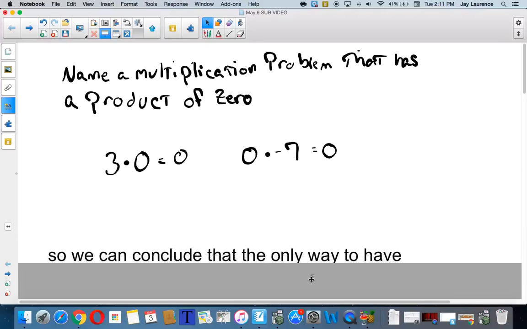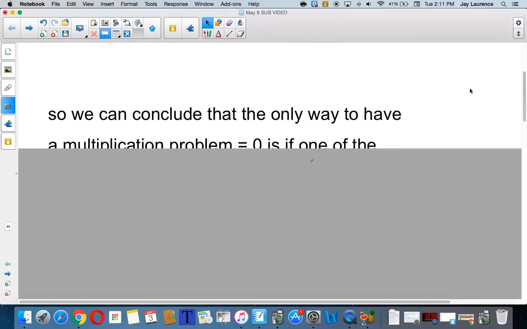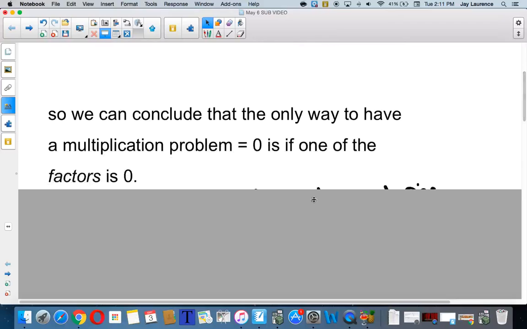This is very important. Make sure you pay attention. The only way to have a multiplication problem equal 0 is if one of the factors is 0. Notice I highlighted, or I italicized, factors.